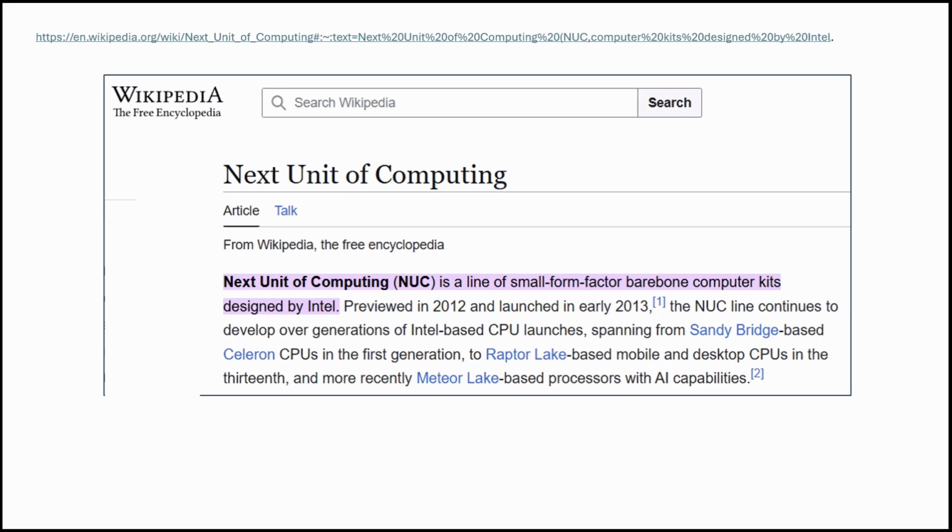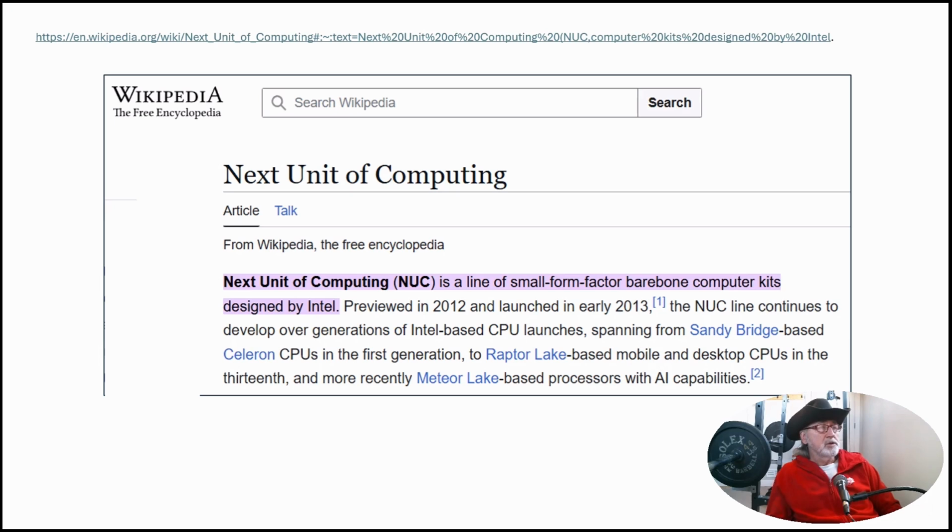So what is a NUC? Well, a NUC is next unit of computing, small form factor, bare bones computer kits designed by Intel. Beautiful.